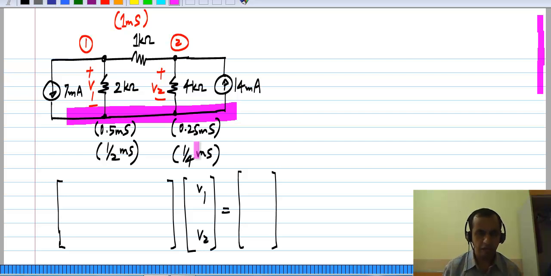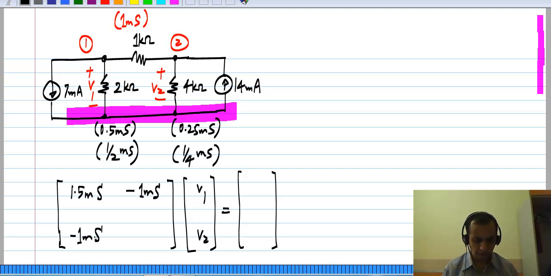Okay. So, first of all, what is this entry? The very first entry here, that is the sum of conductances at node 1, which is 1 millisiemen plus half a millisiemen, which corresponds to 1.5 millisiemens. And this one, which corresponds to the conductance between node 1 and 2, is minus 1 millisiemens. Similarly, this one, which is also the conductance between nodes 1 and 2, is minus 1 millisiemens. We knew anyway it had to be like this because we know that the conductance matrix is symmetrical. And finally, the last one is the sum of conductances at node 2, which is 1 millisiemen plus 0.25 millisiemens, which is 1.25 millisiemens. Okay.